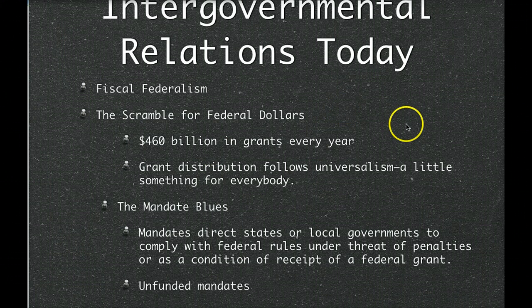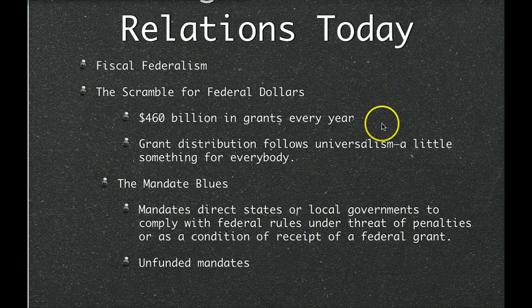Now again, let's go back and look at fiscal federalism just one more time. There's approximately $460 billion in grants every year, and that actually is probably much larger. I think this is from the mid-2000s. And what we do know also is that grant distribution follows universalism. It's a little something for everybody. But that means that we have what's called mandate blues, because mandates direct states or local governments to comply with federal laws and federal rules under threat of penalty. And they cannot get the money unless they obey all of the government rules, no matter how ridiculous they are.